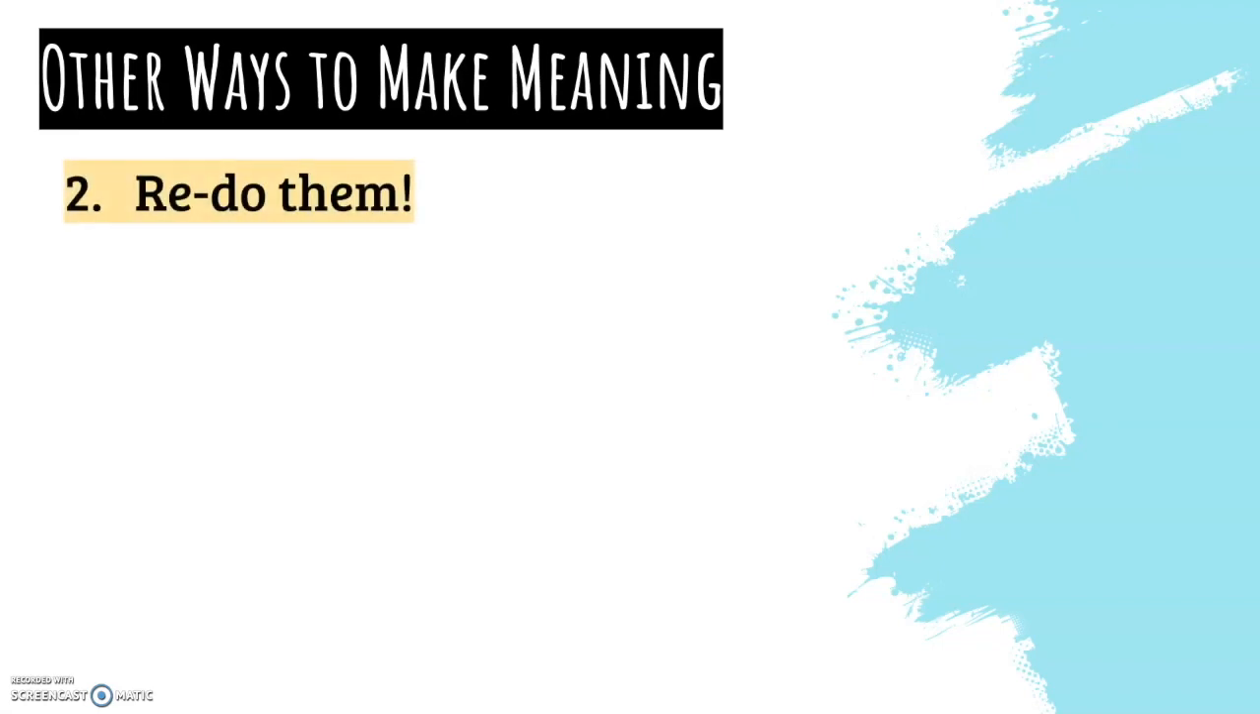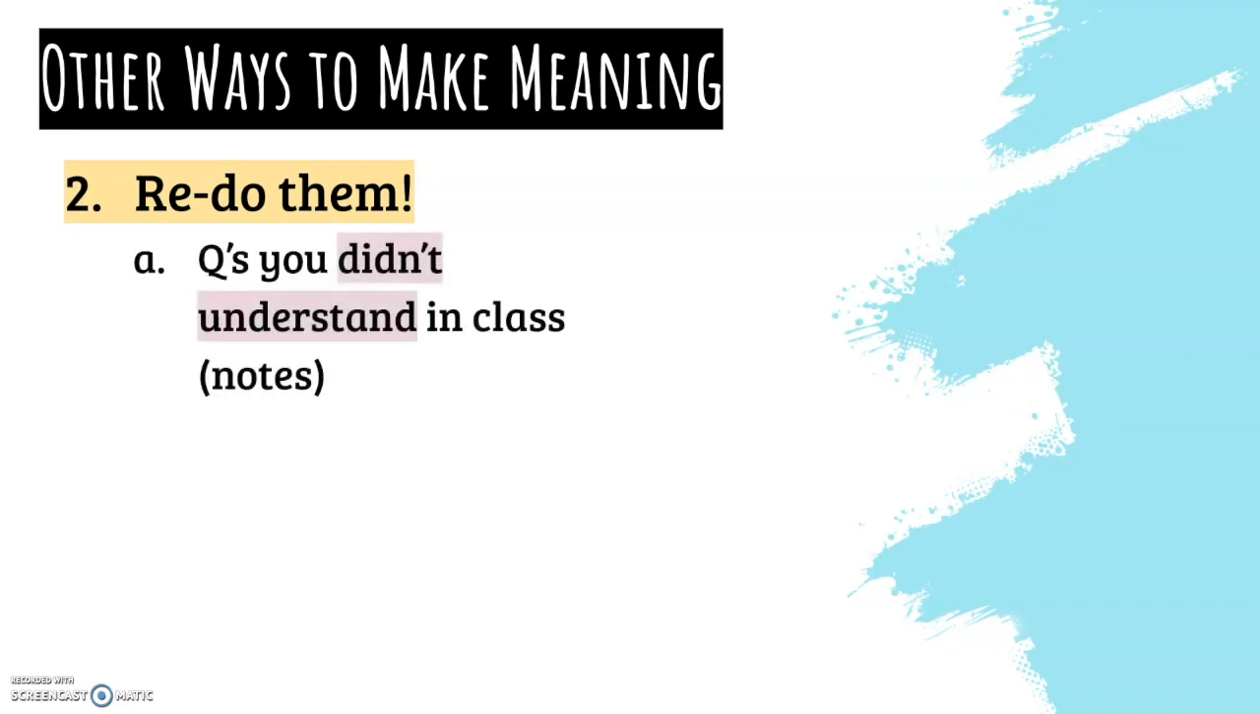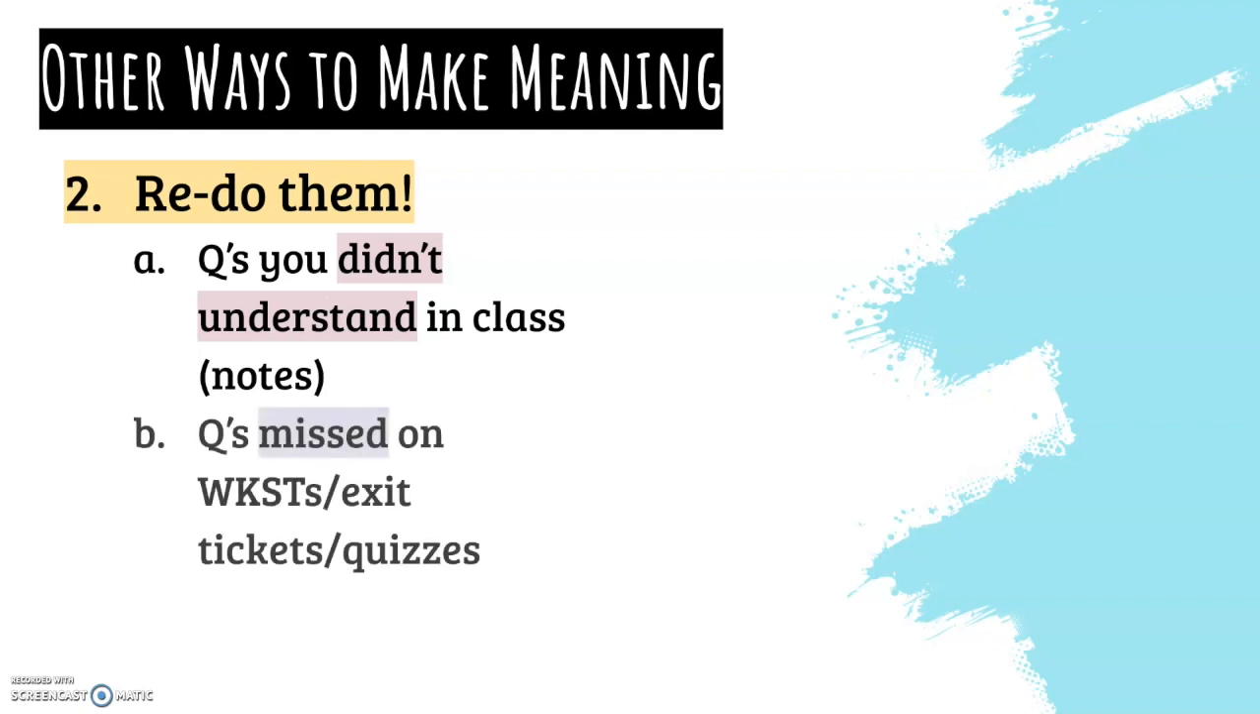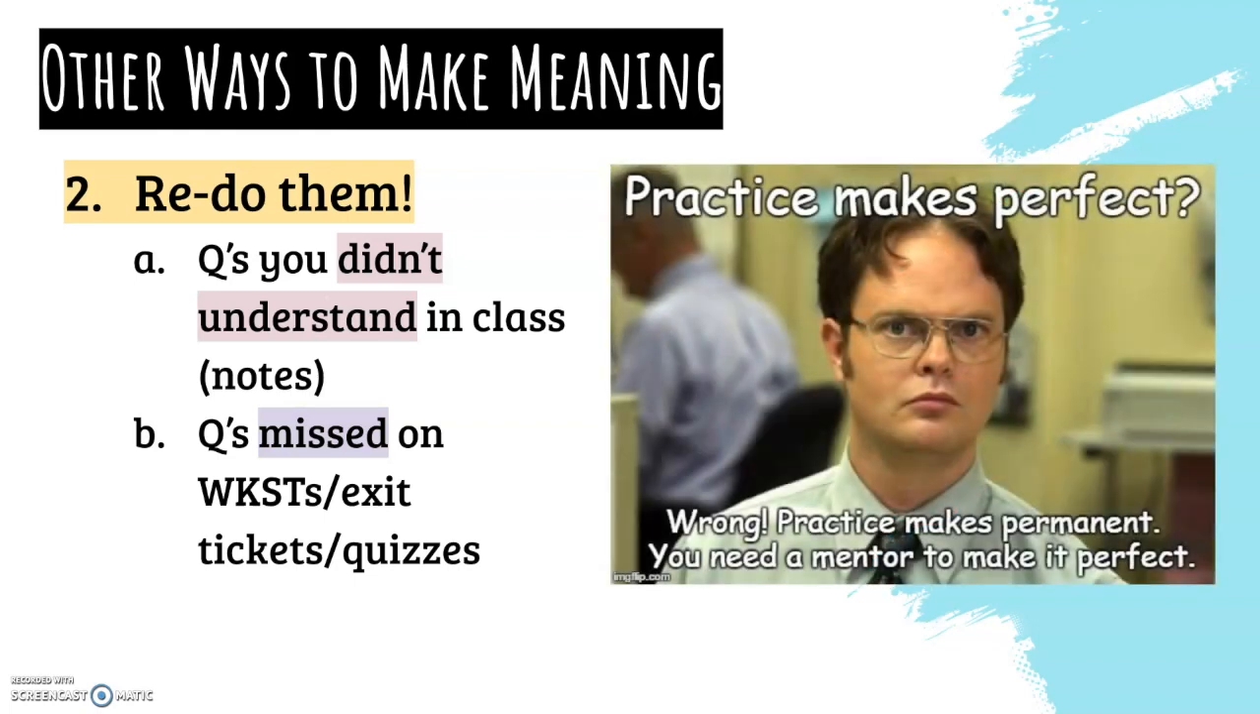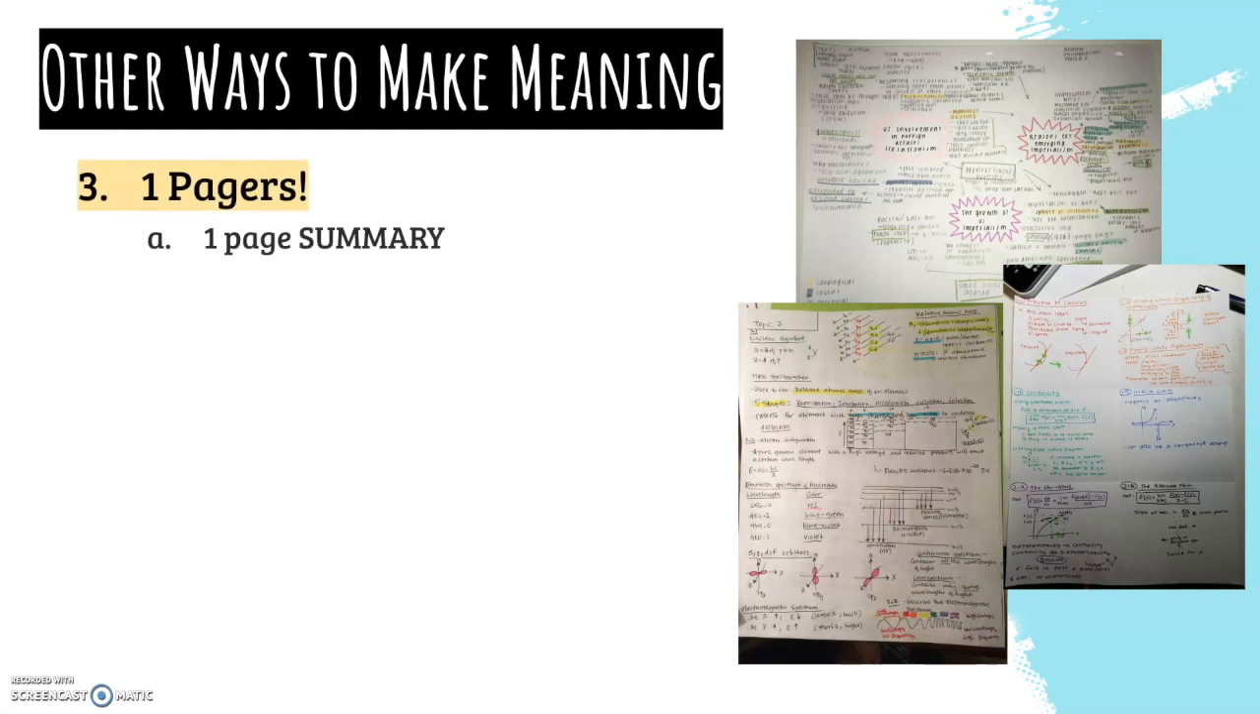Other ways you can make meaning are to redo problems. This would be really specific to math and science since you have to do a lot of problems. I would suggest redoing ones that maybe you struggled with during class, questions that you struggled with on homework, or also more specifically ones that you actually did miss. The more times you do something, the more likely you are to remember it and retain it. Writing it over and over and over again is very helpful. So practice makes perfect? Wrong. Practice makes permanent.